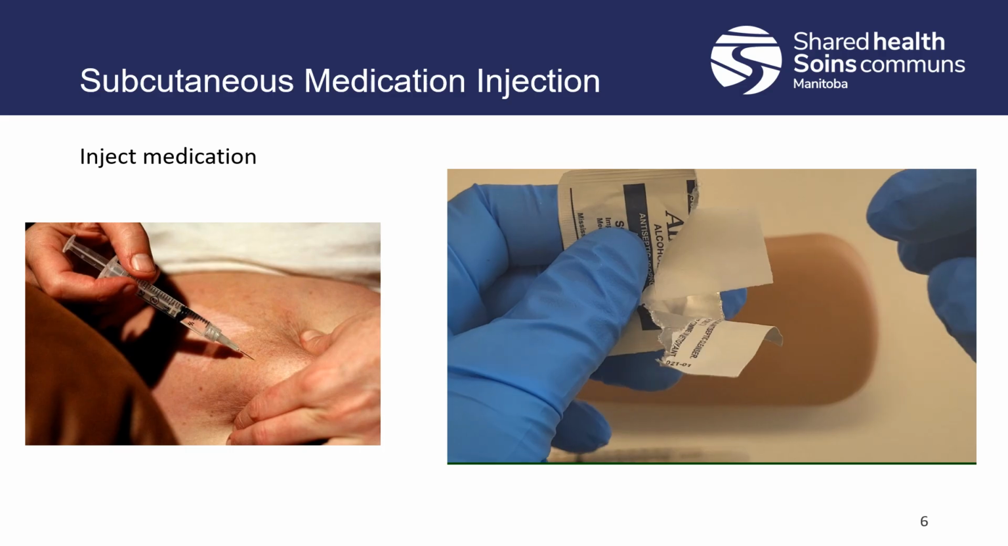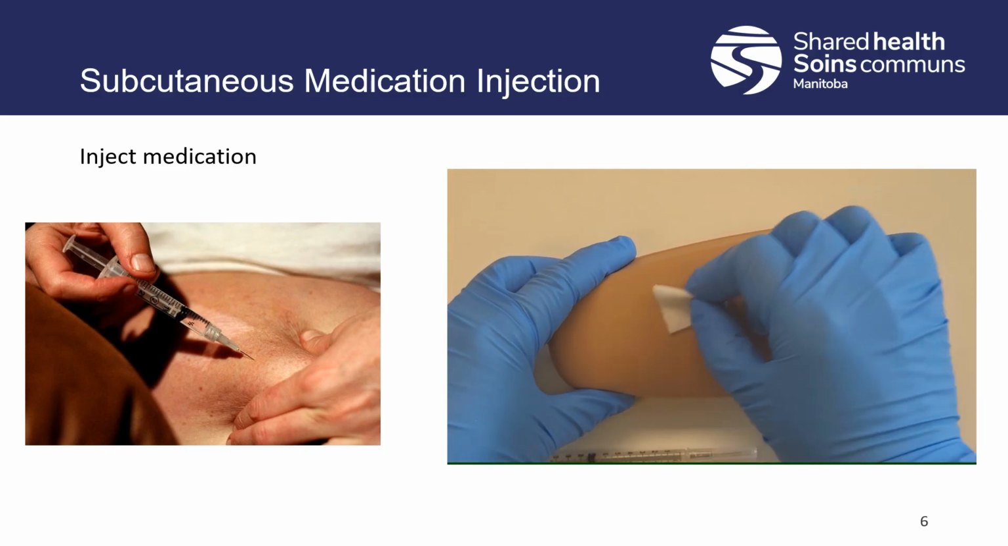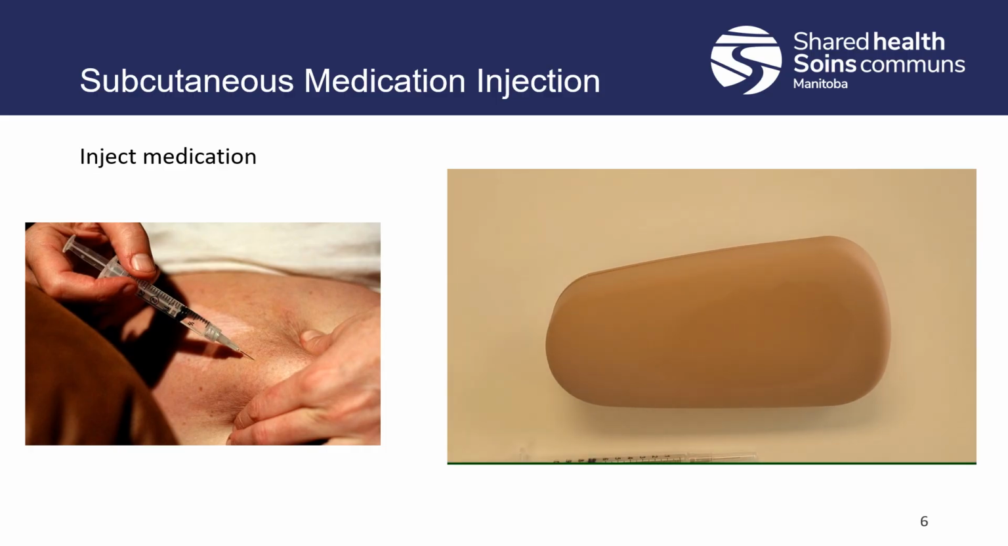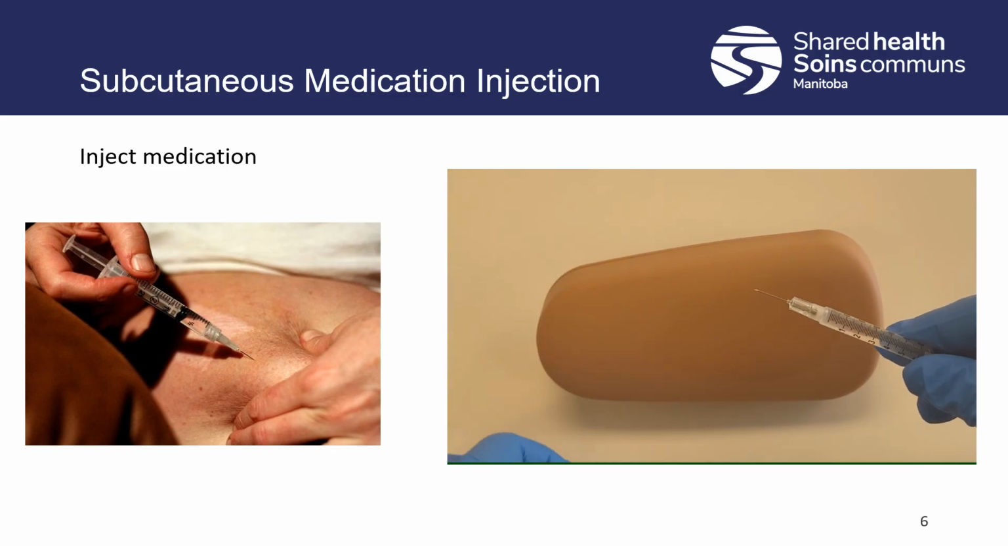First thing we're going to do once we pick our site is swab the area. We don't want to rub it very hard. We're just going to give it a light swab because any aggressive, vigorous cleaning can cause bruising, because we're going to be giving enoxaparin in that site. So we don't want to risk any extra bleeding or bruising.